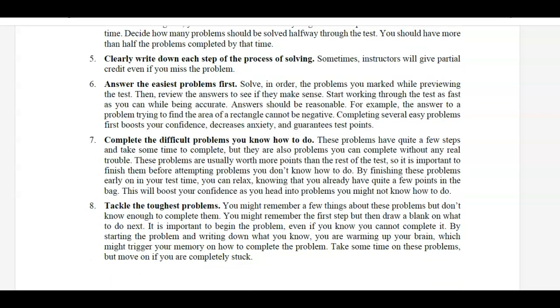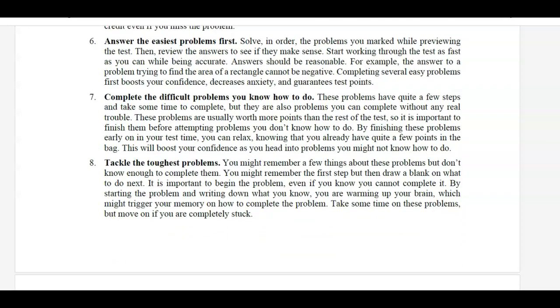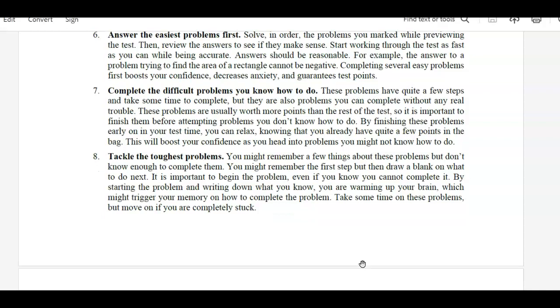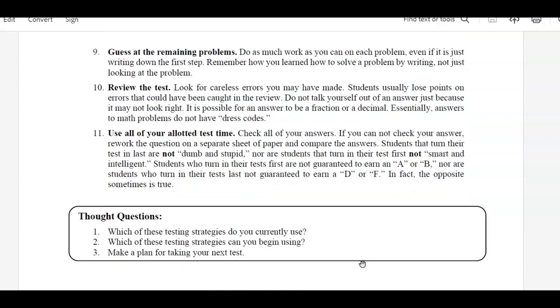Number 7, complete the difficult problems you know how to do. So, these are the problems that do take more steps, but you do know how to do them. And so on number 7, you want to complete the difficult problems that you know how to do. And then on number 8, the ones that are absolutely toughest for you, then you'll tackle those last. So work the easiest problems first, then the problems that are more difficult but that you know how to do next, and then go to the hardest problems on the test.